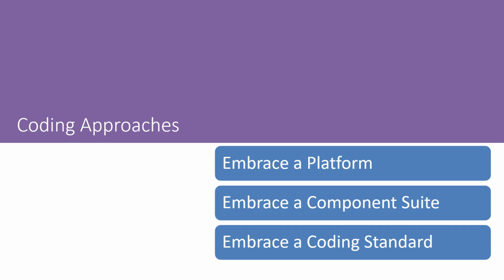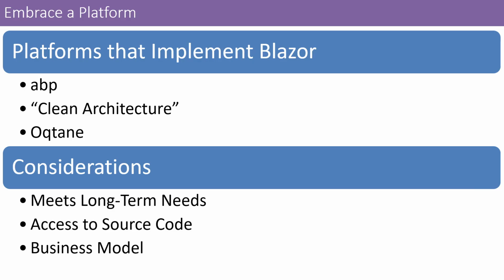The different coding approaches that you consider, I would first look at considering a platform, and then a component suite, and then a coding standard. Let's look at different platforms first. I purposely wanted to look at platforms that truly implement Blazor that were open source. So I found ABP, this clean architecture open source solution, as well as Octane. And we're going to talk about the different considerations when it comes to meeting your long-term needs, access to the source code, and the business model of a platform.